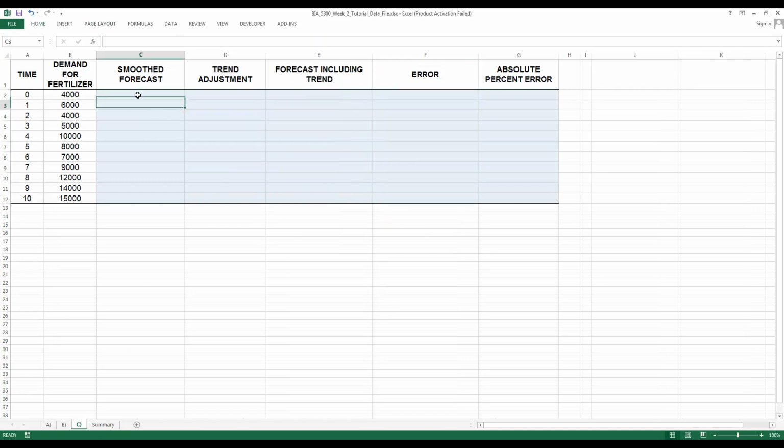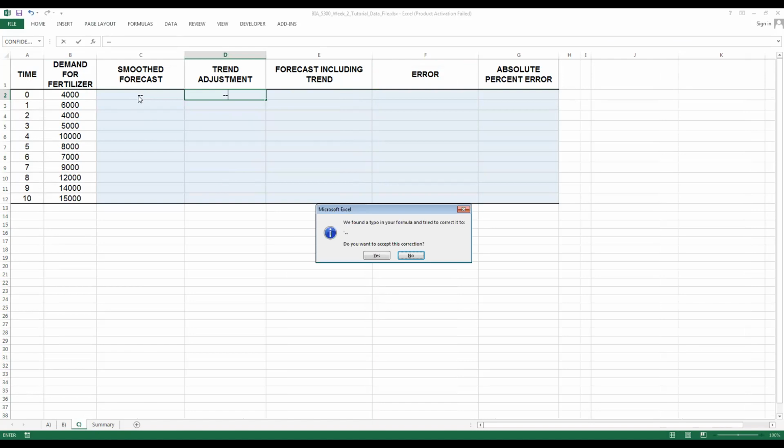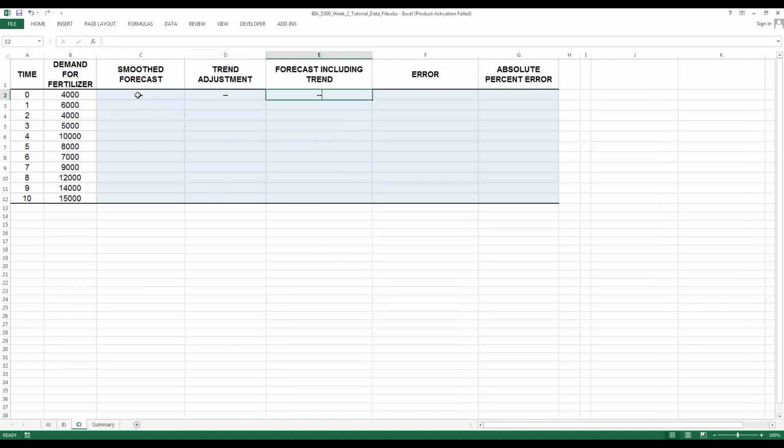Okay, so how do we start? Remember, we have nothing to start with. Right, what are our starting values? Well, here, our initial forecast is just the previous data, right? The trend starts at 0.